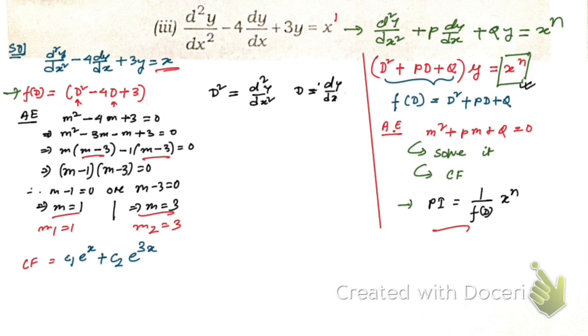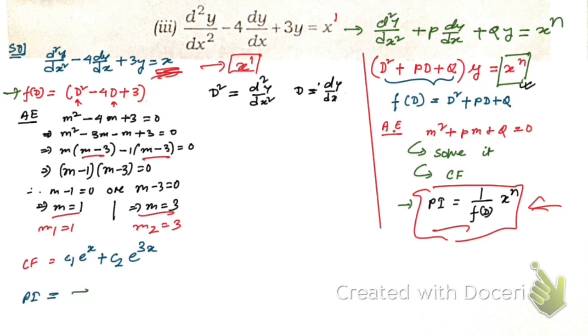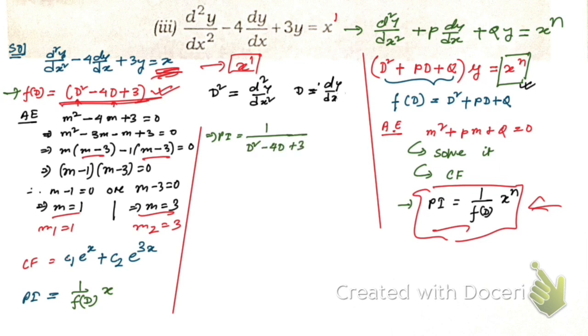So here you see, on the right hand side, this is x, that can be considered as x to the power 1. So if this is your right hand side, then using this relation we can find the PI. Let us use this to get the PI. So PI will be equal to 1 by f of D. So our f of D is this one here. X to the power n means x here. So PI will be equal to 1 by D square minus 4D plus 3, and this is x to the power n.